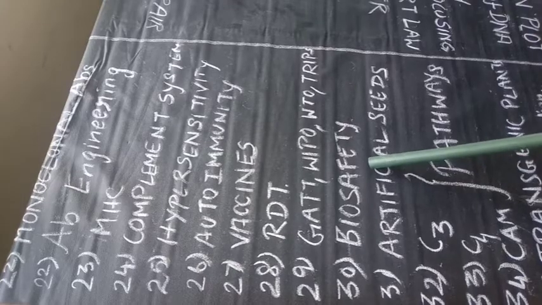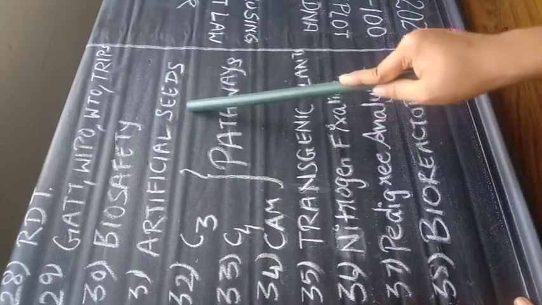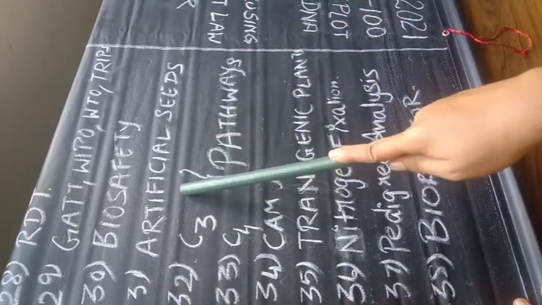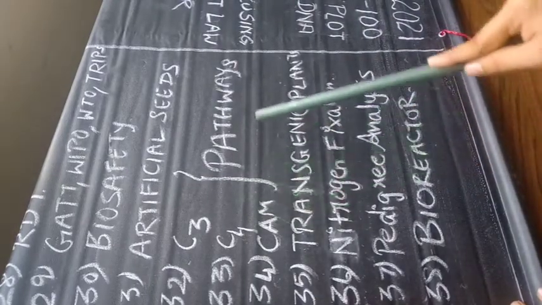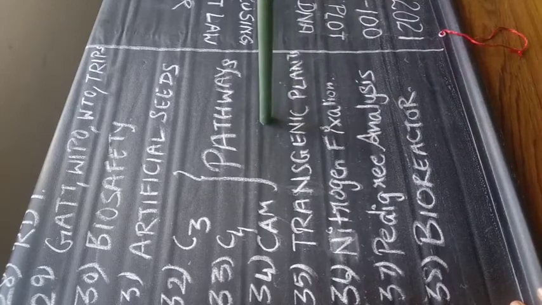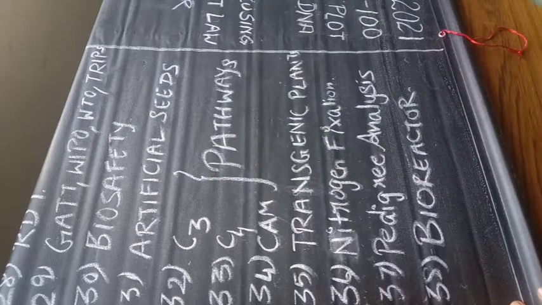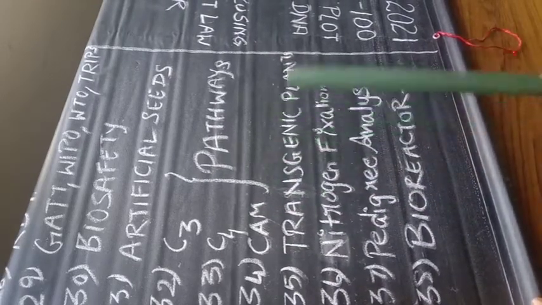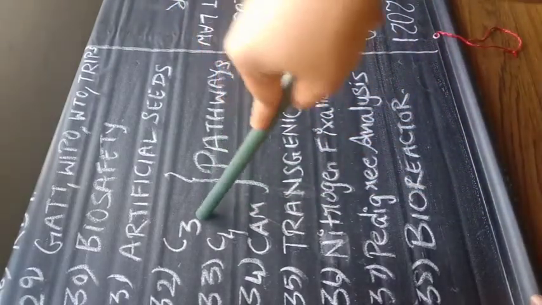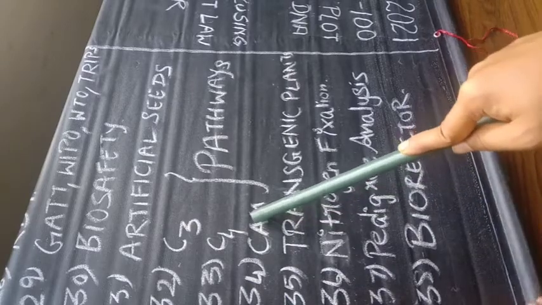Okay, so next is artificial seeds. You should know about the different solutions used for artificial seed technology. We already discussed it on our YouTube channel, so refer to that video. And C3, C4, CAM pathway in plant physiology. For that you can refer to the Taiz book, or else you can first refer to any YouTube videos to get to know about the pathway, then refer to standard books. They will ask which is the CO2 acceptor in the C3 cycle or C4 cycle, or what are examples of plants following the CAM pathway.